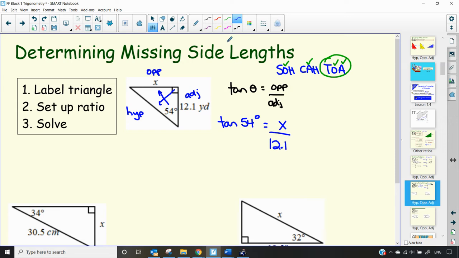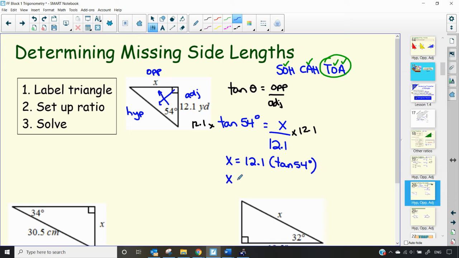Now, if I want to solve this question, you can picture this being over 1. I have tan 54 equals x over 12.1. Might be even easier without doing that. If I've got it over 1, I'm going to picture myself cross multiplying. But if I want to get x by itself, what I have to do is multiply both sides by 12.1. So I'm going to multiply both sides by 12.1. And rewriting that, what that would give me is x equals 12.1 times tan 54.